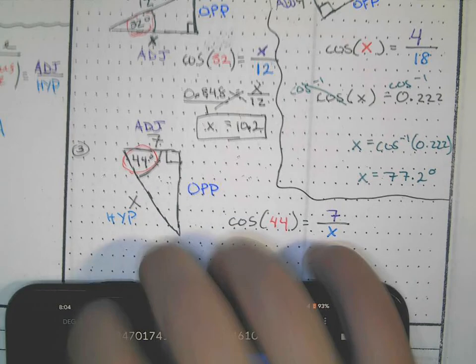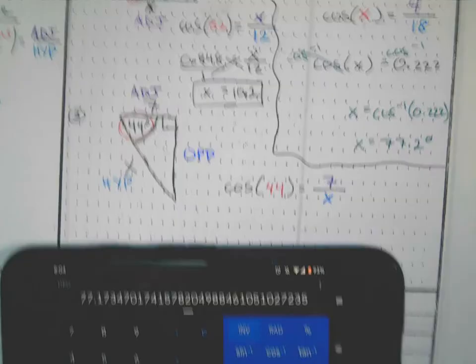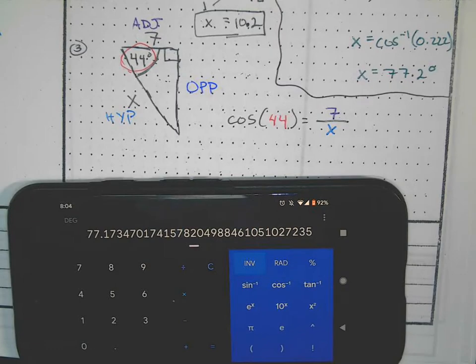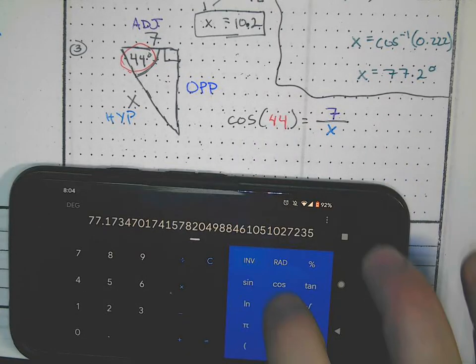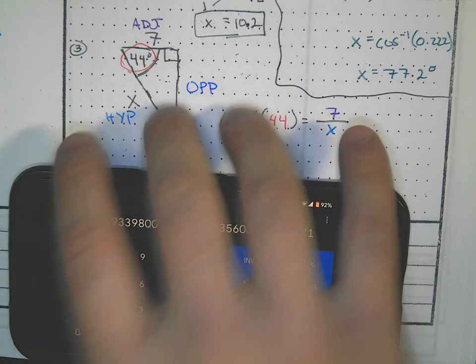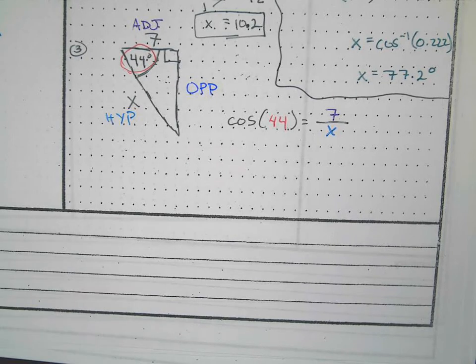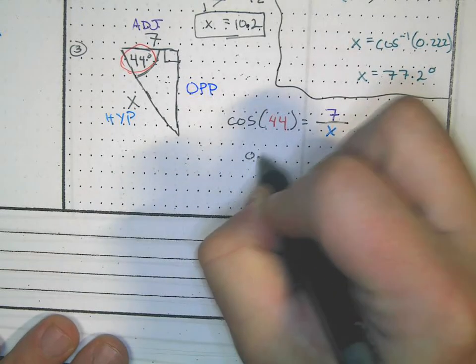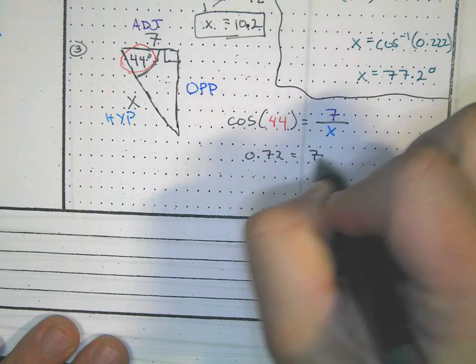So the first thing I do is use my calculator to help me simplify that cosine of 44. So we'll go cosine 44. That's going to give me 0.719, or 0.72. So we'll go 0.72 is equal to 7 over x.